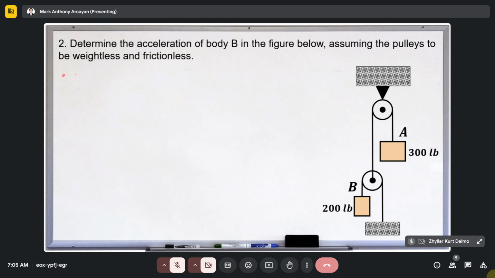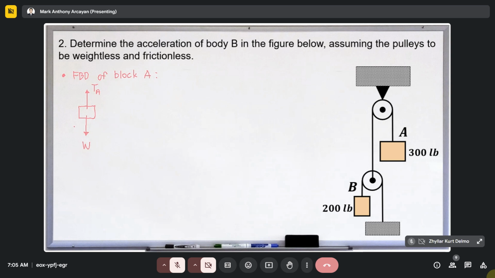And we'll start with the FBD of body or block A. For block A, we have its weight W, and then we have tension here. We're going to label this as T sub A.